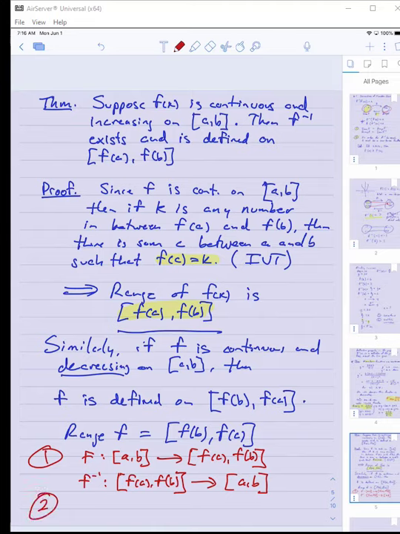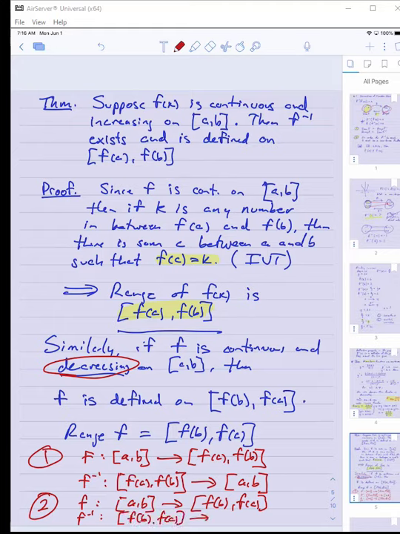Similarly, in case 2, that is when we had a decreasing function, same situation, except now we're saying the domain of f is a to b, the range is f of b to f of a, and so f inverse would be the opposite. The domain would be f of b to f of a, and the range would be a to b.